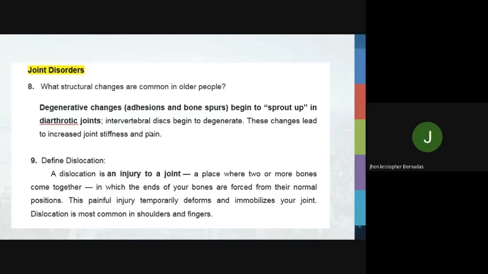And we have number 9, define dislocation. A dislocation is an injury to a joint, a place where two or more bones come together, in which the ends of your bones are forced out of their normal position. This painful injury temporarily deforms and immobilizes your joint. Dislocation is most common in shoulders and fingers.